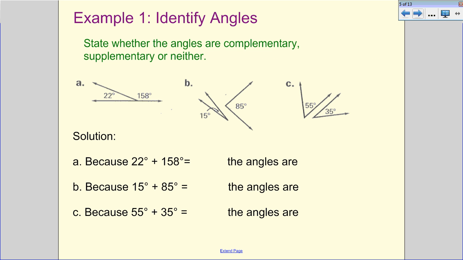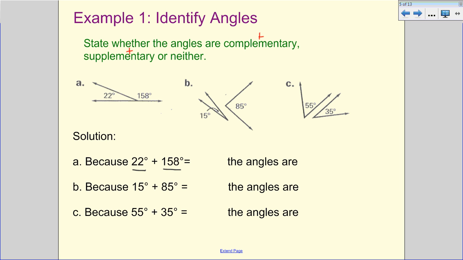All right, so example 1, we need to identify angles. We're going to be identifying angles as complementary, supplementary, or neither. When we look at A, we have two angles. We have a 22-degree angle and a 158-degree angle. We want to add those together, because that's the only way to know if they're complements or supplements. You have to be adding them together.